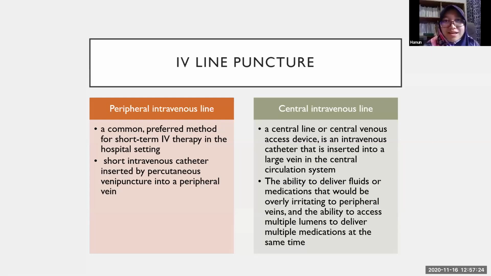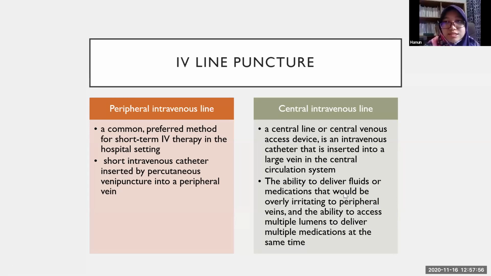Alright, intravenous line puncture, there are two types: peripheral intravenous line and central intravenous line. For peripheral IV line, it's a common procedure to do in intravenous therapy, and it is inserted by percutaneous venipuncture into the peripheral vein. And for the second type, the central intravenous line, it is inserted into a large vein in the central circulation system.